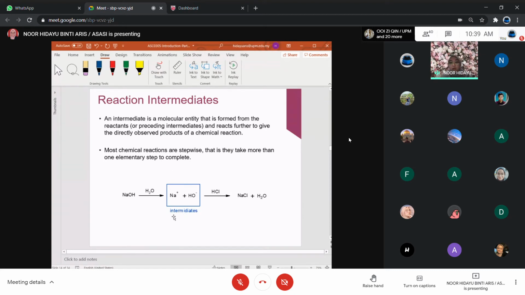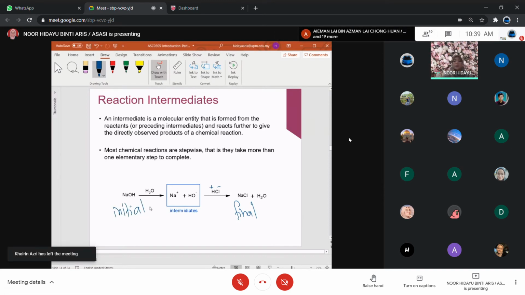So yang ini bukan final product, ini cuma pertengahan saja. So kita kena undergo lagi reaction, so further undergo reaction to give final product. So we undergo this intermediate, undergo reaction with the hydrochloric acid. So later kita akan dapat H plus, Cl negative. Na will combine with Cl to produce NaCl. OH will combine with H to produce H2O. So yang ini adalah final, yang ini adalah pertengahan, intermediate, and this one is the initial.